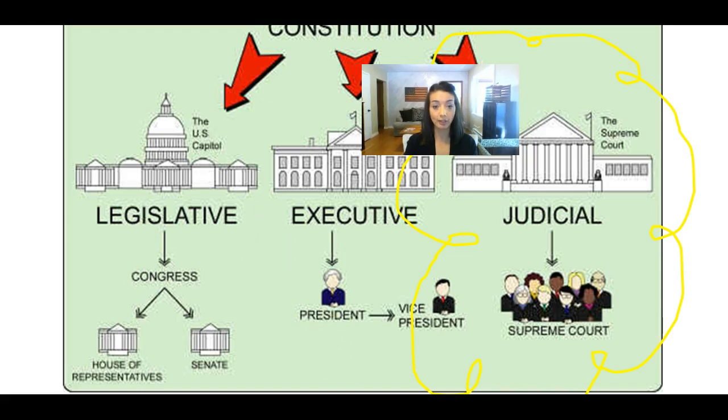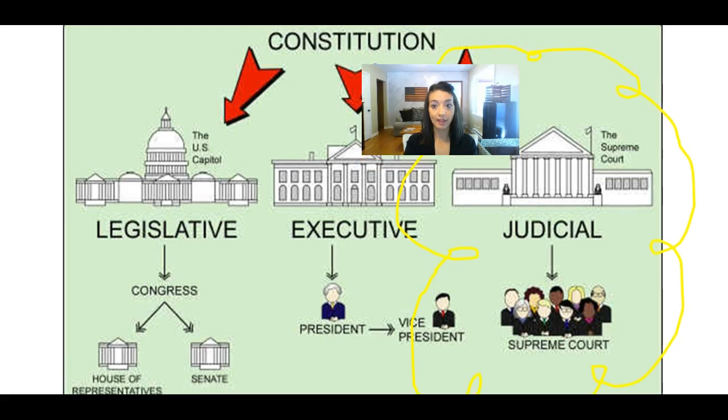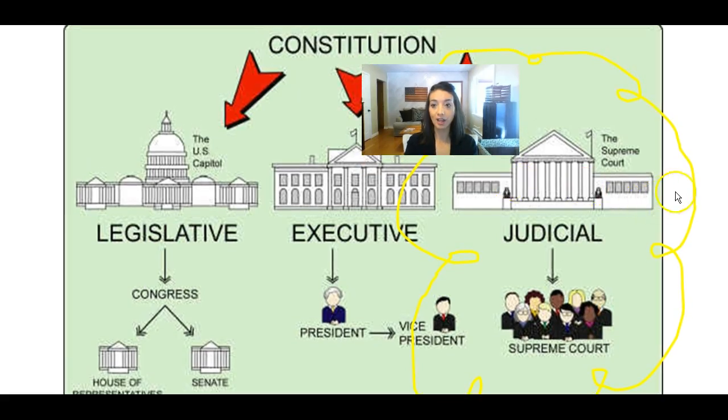All right, so back to our cool little graphic here. And we have got the judicial branch. So here is the rendition of the Supreme Court. And then here are all of our Supreme Court judges.